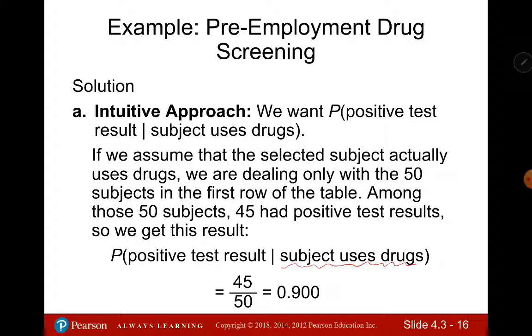We use the intuitive rule to find it. We can use this A and B: how many subjects both use drugs and have a positive result, and make sure the denominator is how many people use drugs, because here uses drugs is our condition A.